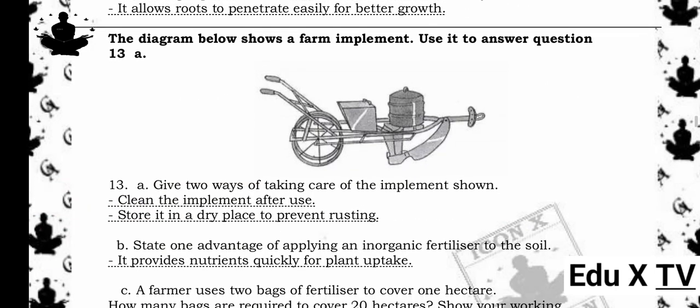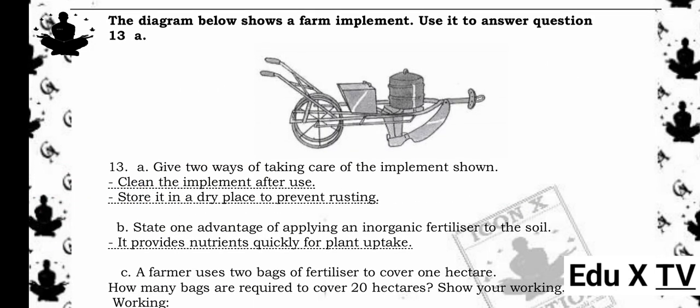The diagram below shows a farm implement. Use it to answer question 13A. 13. A. Give two ways of taking care of the implement shown. Clean the implement after use. Store it in a dry place to prevent rusting. B. State one advantage of applying an inorganic fertilizer to the soil. It provides nutrients quickly for plant uptake.